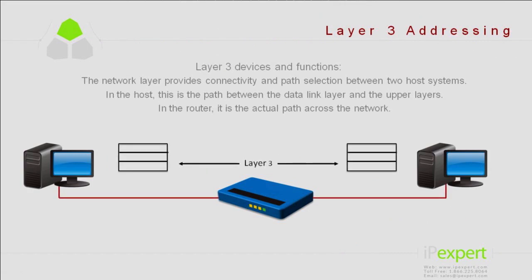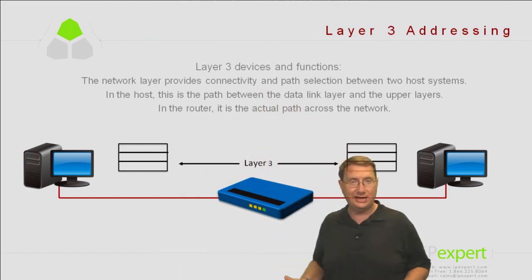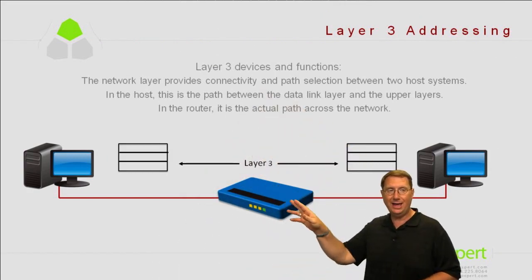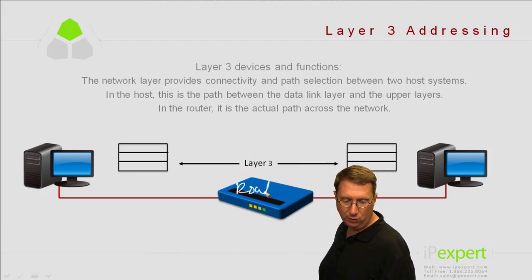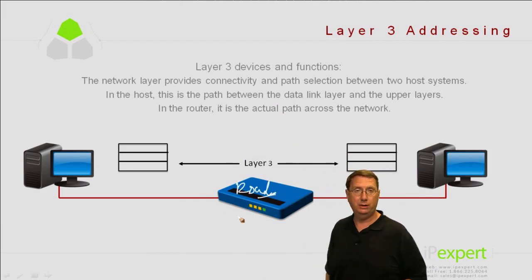Now, layer 3 addressing. Layer 3 addressing are those logical addresses. And what we're going to find is that every device on a segment is going to have an IP address. Imagine this is a router instead of a switch. So let's say this is a router, and that's what it should be. It just used the wrong image.